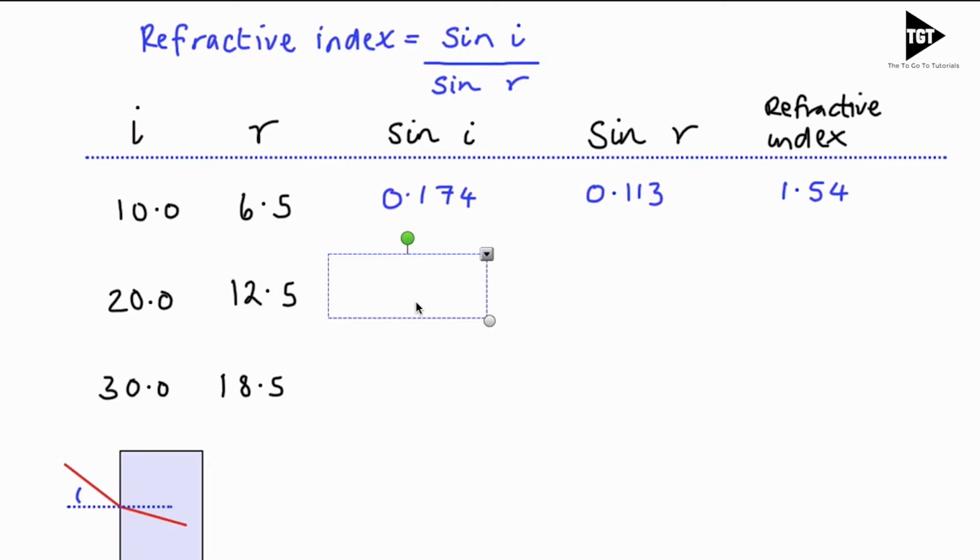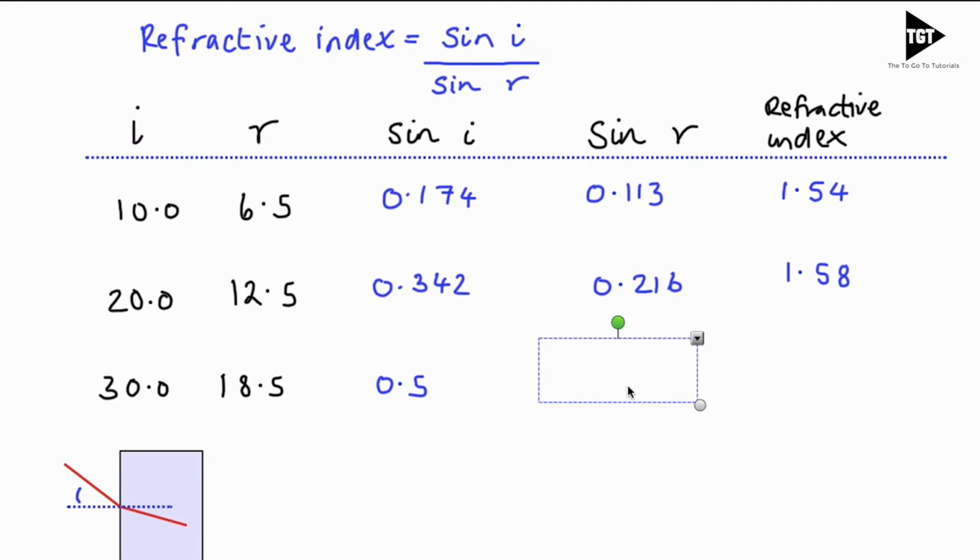Okay, so for the second example, these are the sets of values that you should get. 0.342, 0.216, and you should get a refractive index of 1.58. Next set of values are as follows, and as you can see, we're getting values that are close to each other. We're not getting the exact same values because you can imagine that here I've measured 6.5 degrees.